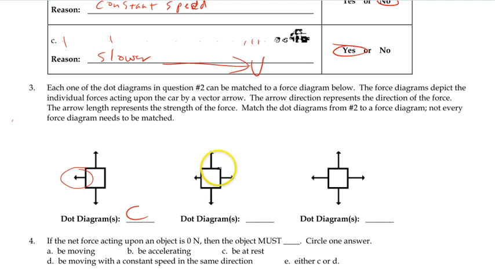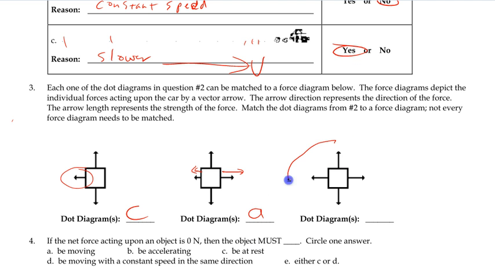This next one has an unbalanced force. See, this one is longer than this one, so we call that unbalanced. That means if we're moving to the right, we'd be getting faster. If we were moving to the left, we'd be getting slower. So that best matches letter A from above.